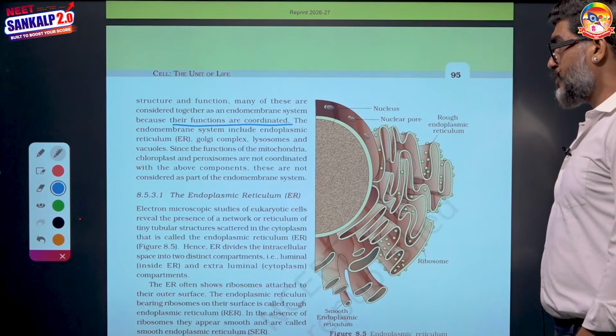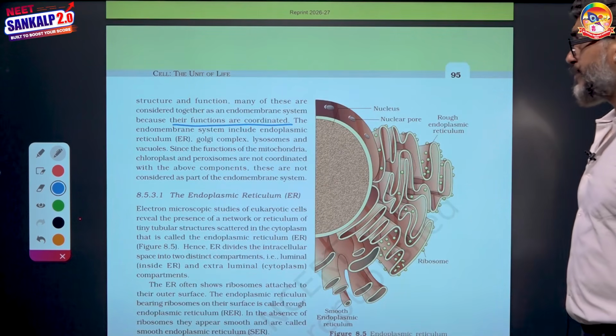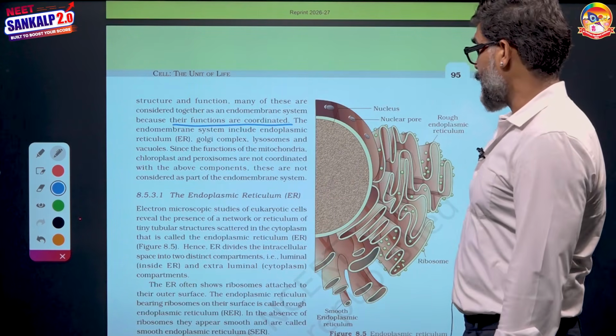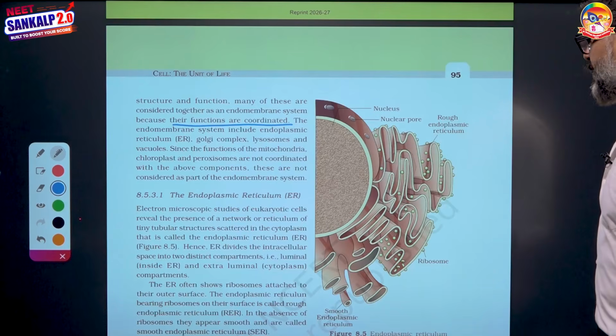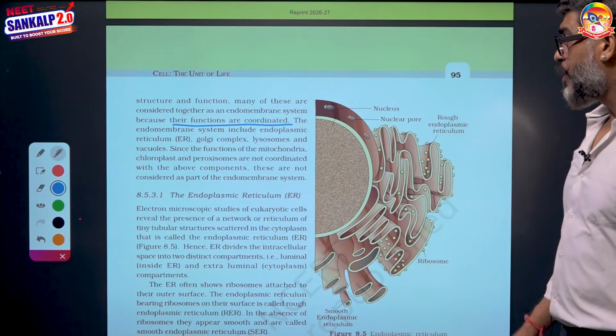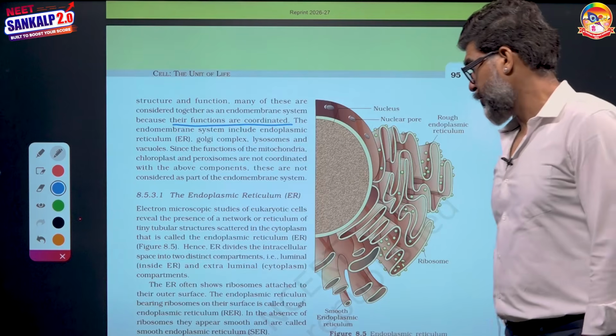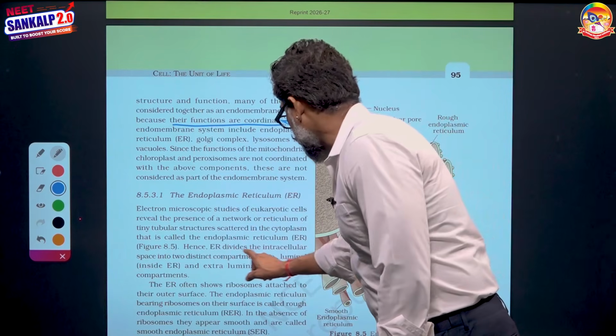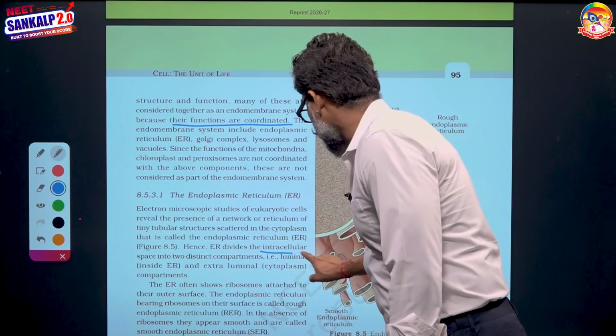First they discuss the endoplasmic reticulum. Electron microscope studies of eukaryotic cells reveal the presence of a network of tiny tubular structures scattered in the cytoplasm called endoplasmic reticulum. Important part: endoplasmic reticulum divides intracellular.